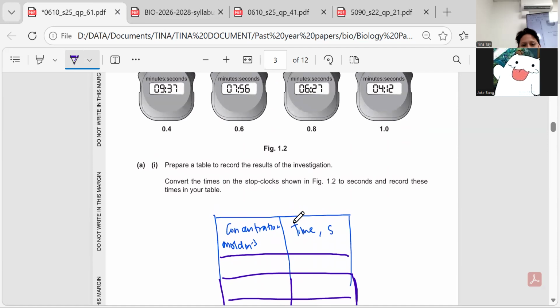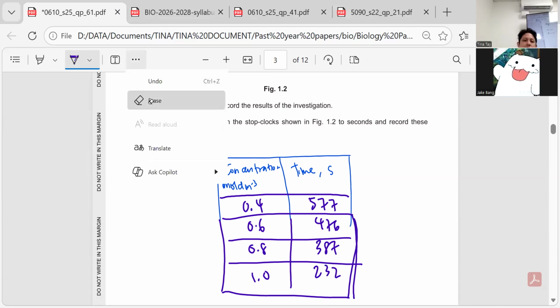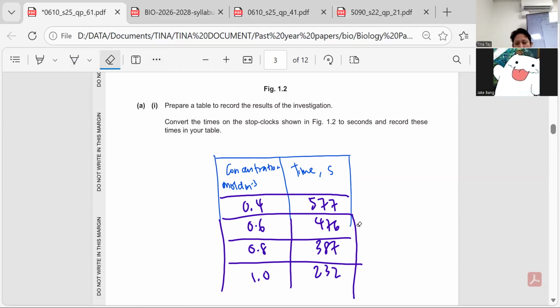Okay, so what is it? 0.4, 0.6, 0.8, and 1.0. And what's your time in seconds? 177. 577. 476. After 387 and last one? 232. Okay. All right. Did you get this?